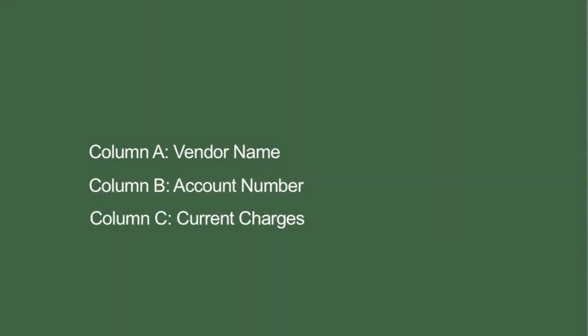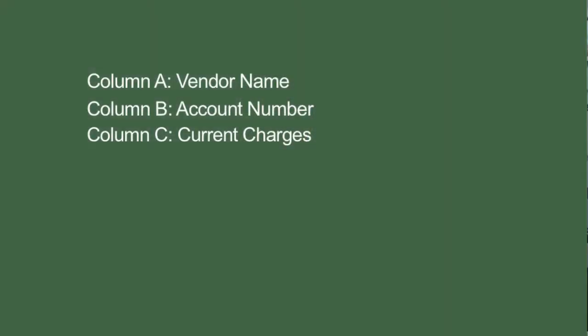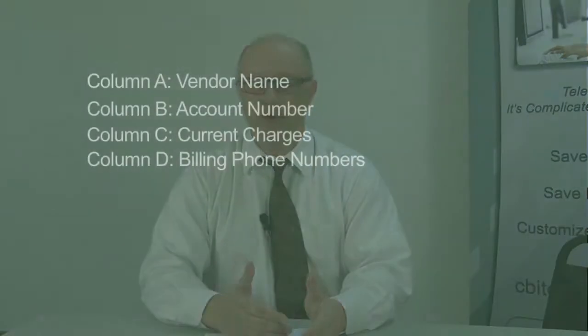For the current charges, you're going to want to look at the bill and not enter the total charges due, because that may include past due amounts. You're going to want a column for billing telephone numbers, because when you do have a question about a phone bill, you're going to want to know who to call. Even if you have several accounts with the same vendor, a particular account may have a different billing contact number than another.